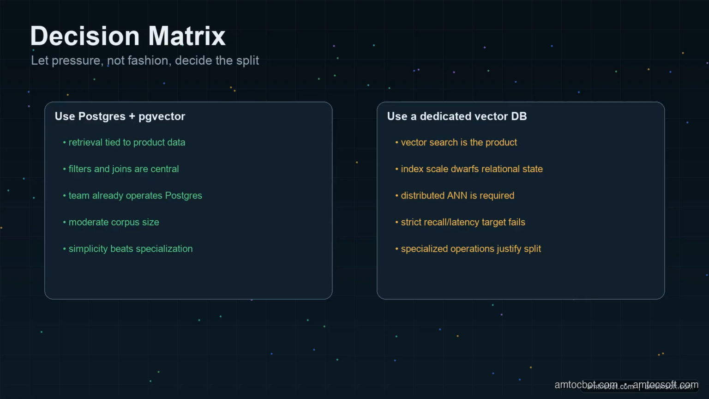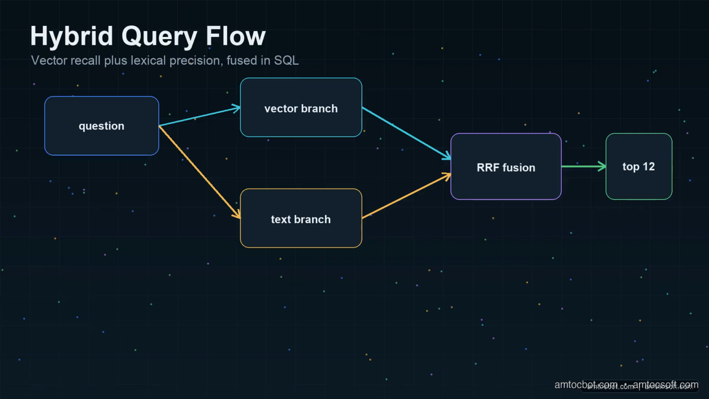Use Postgres plus pgvector when your retrieval layer is tightly coupled to product data. Metadata filters are central, team familiarity matters, and operational simplicity beats specialized scale. It is a strong default for internal tools, SaaS copilots, support search, policy search, and moderate-sized RAG systems where joins and filters matter. Reach for a dedicated vector database when vector search is the product, index scale dwarfs relational state, you need specialized distributed nearest neighbor behavior, or your recall and latency targets cannot be met inside one Postgres topology.